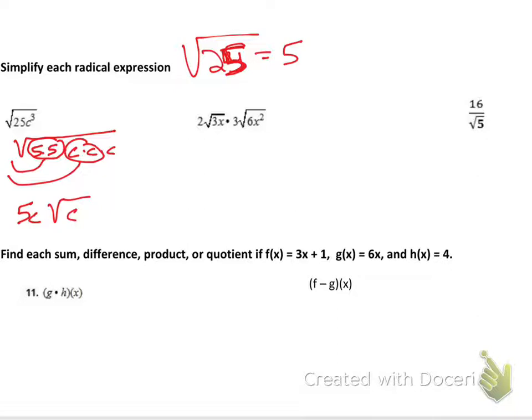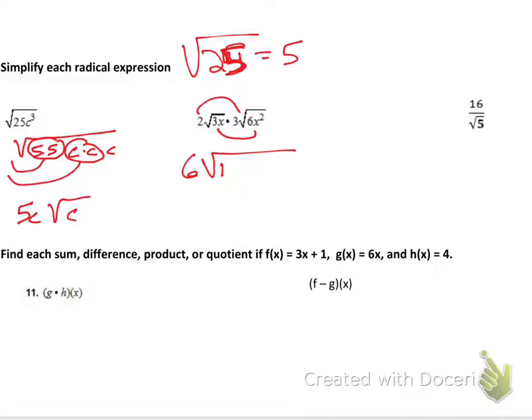Your next one, you're going to multiply your outside times your outside, and then your inside times your inside. So 2 times 3 is 6, square root, and then the inside is 3 times 6, which would be 18. And then you would do x to the third.